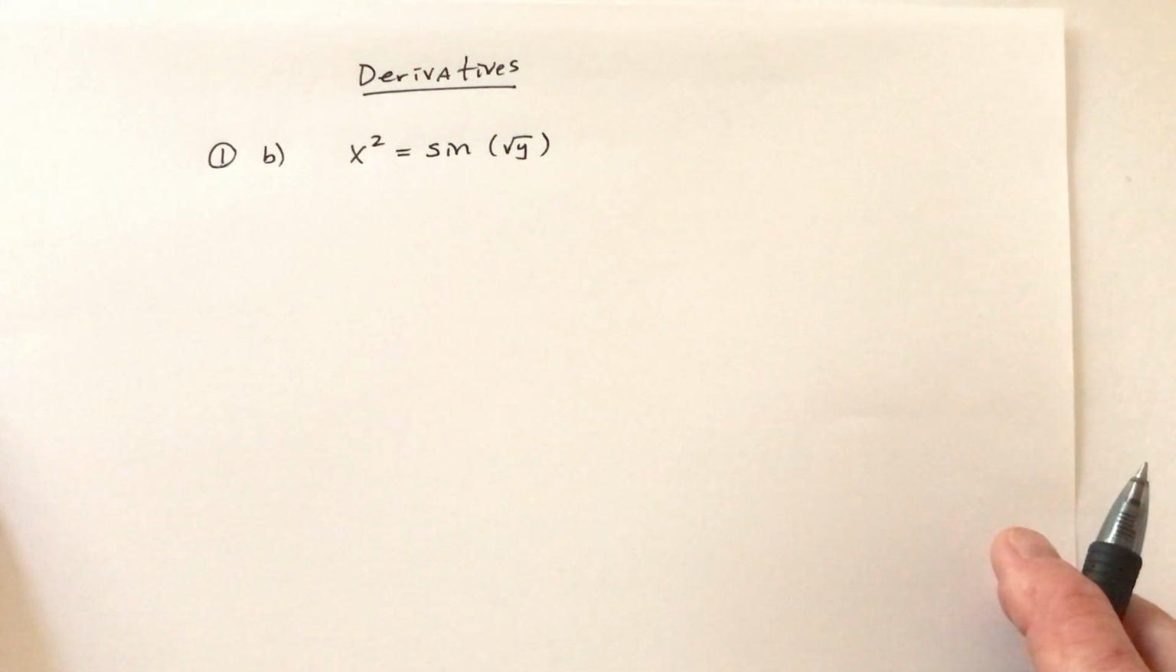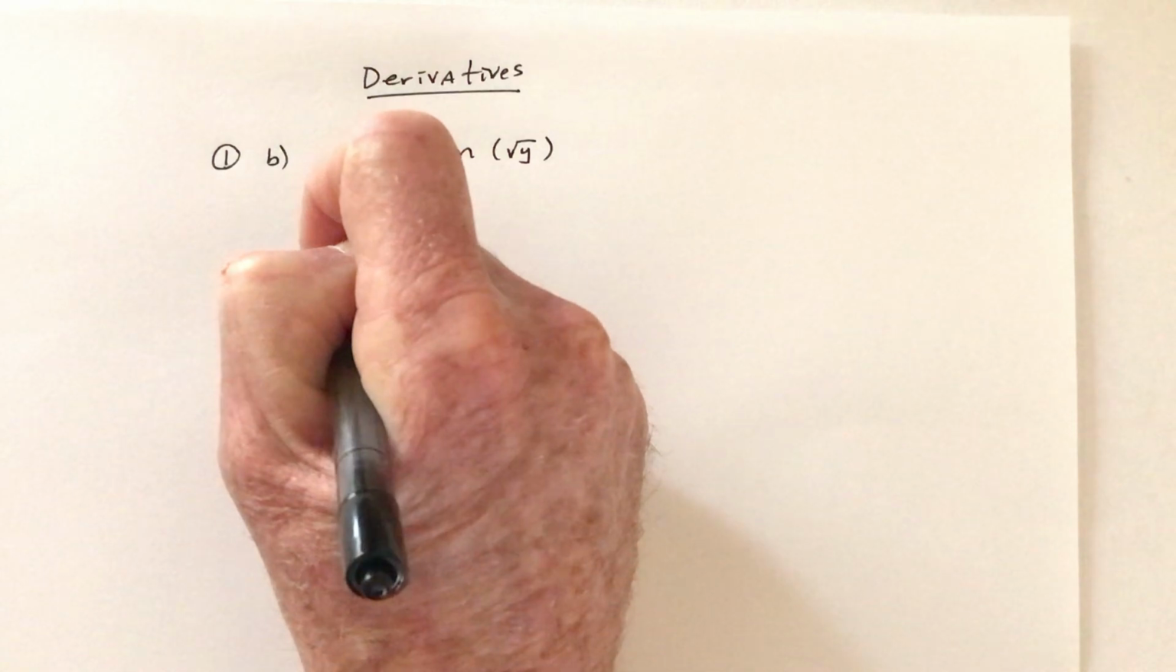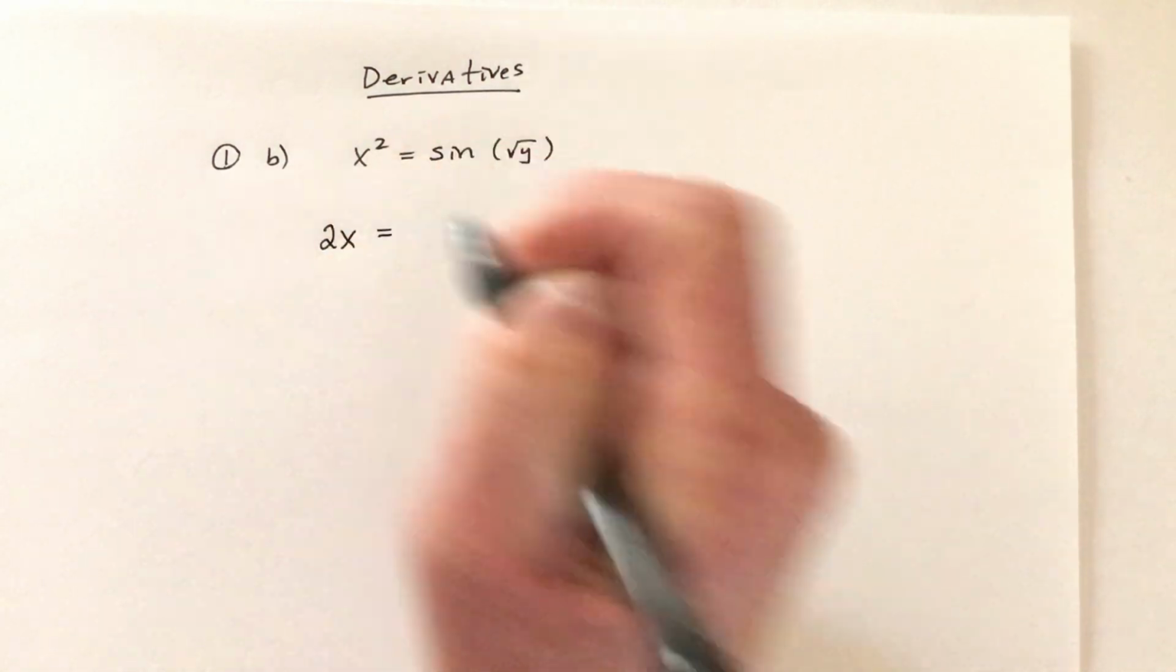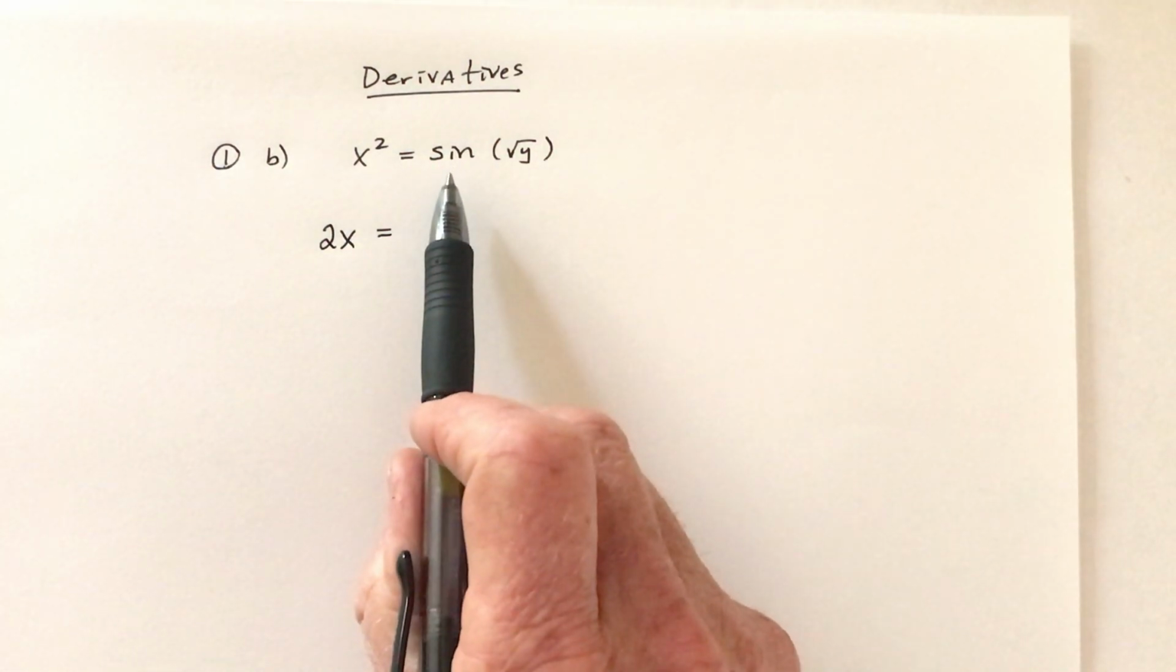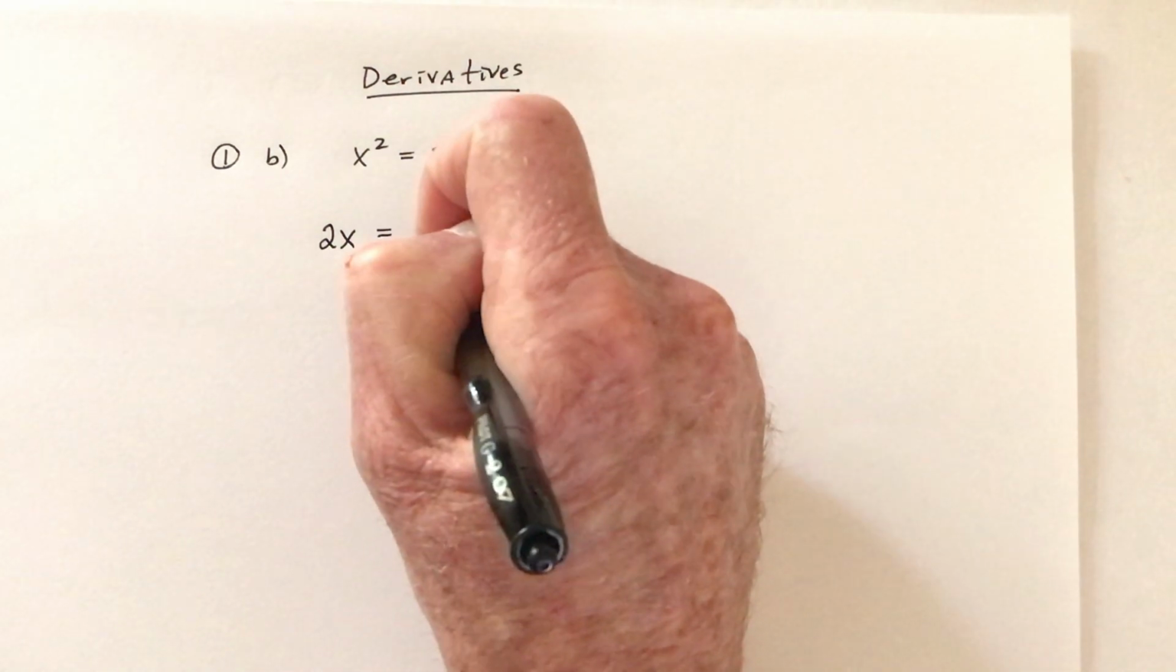How do you take the derivative of this? Well, you just take the derivative on the left side. That would be 2x. And do you remember what the derivative of sine is? That's right, cosine.